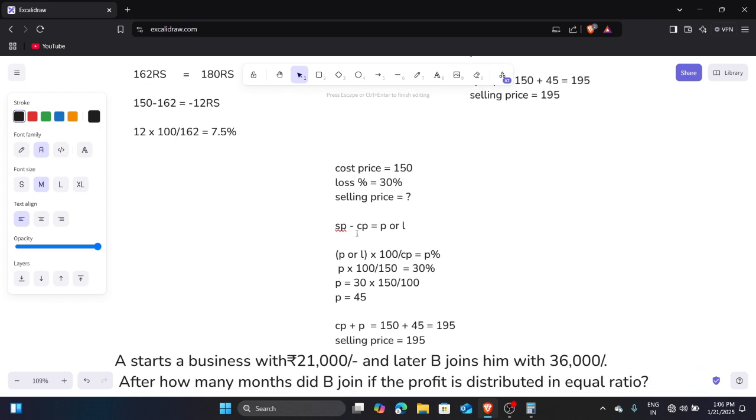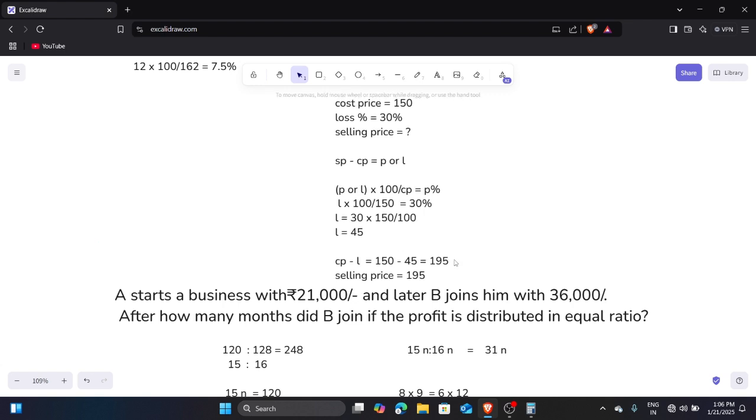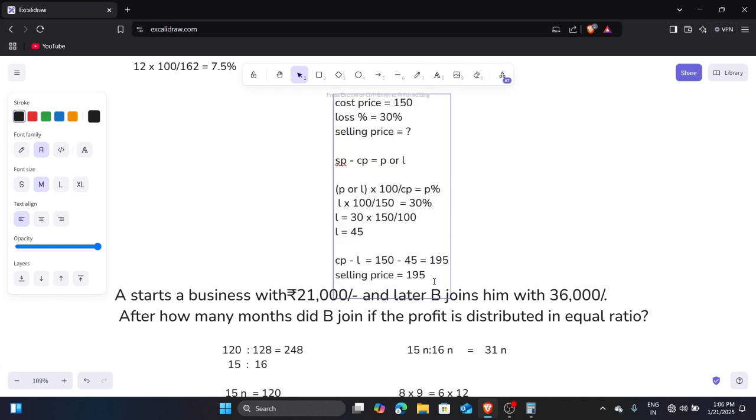Now, if they ask for the selling price again, we do the same thing, no problem. Here you get the loss. The only thing you have to do here is subtract it, so you get something like 105. This is the new selling price. If you get a 30% loss, it means you sell the thing at 105, you sell the thing 45 less compared to the cost price.